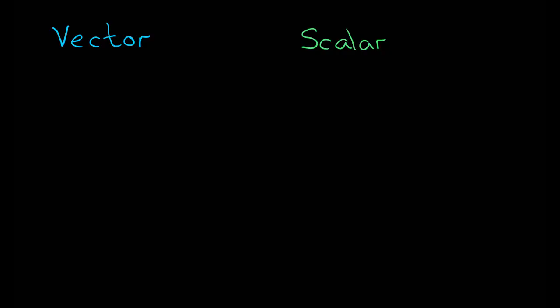First thing I need to tell you about in this video about vectors is what the difference is between a vector and a scalar measurement. So with a vector measurement, it has size, but it also has an element that tells you the direction. Whereas with a scalar, it's all just about the size.